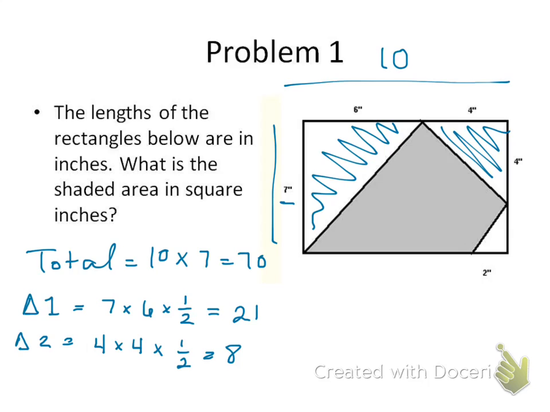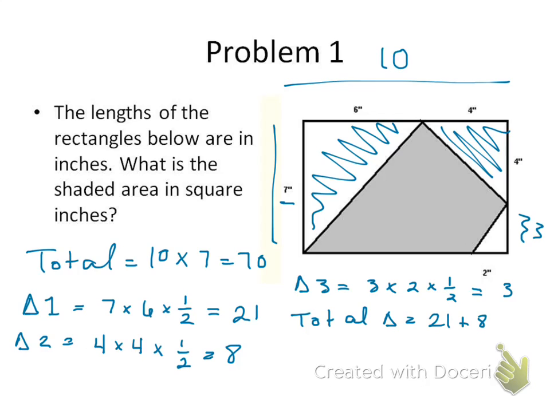Now for our third triangle, we have this piece right here that we need to find. Now on the other side, it says the whole length is 7. So 7 minus 4, we get 3. So for triangle number 3, we would have 3 times 2 times 1/2, which gives us 3. So now we need our total triangle area, which is 21 plus 8 plus 3, which equals 32.